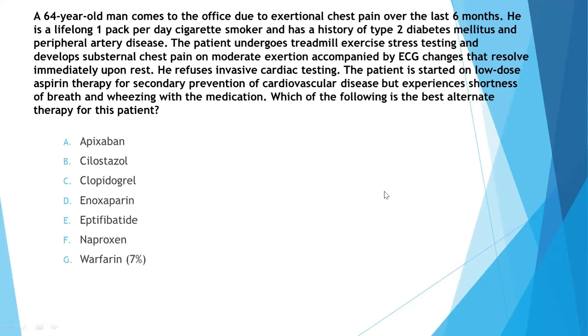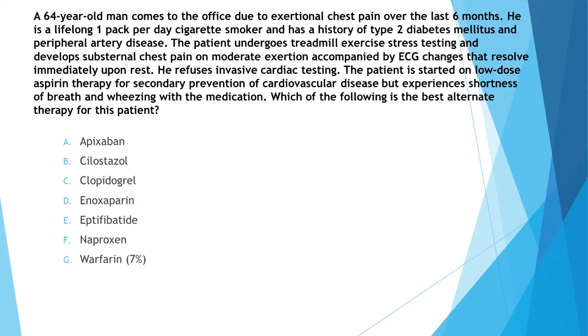So we have one more question. Which of the following is the best alternate therapy for this patient? A 64-year-old man comes to the office due to exertional chest pain over the last 6 months. He is a lifelong one pack per day cigarette smoker and has a history of type 2 diabetes mellitus and peripheral artery disease. The patient undergoes treadmill exercise testing and develops substernal chest pain on moderate exertion accompanied by ECG changes. He refuses invasive cardiac testing.